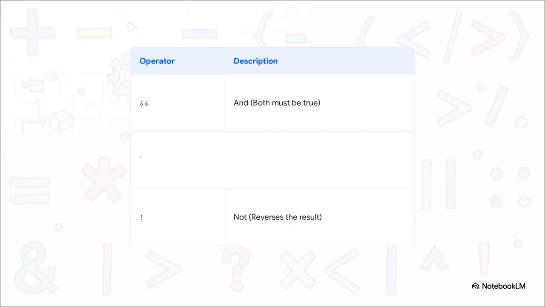The double ampersand is for and, and it's strict. Both things you're asking about have to be true. The 2 vertical bars are for or, which is more relaxed. Only one of the things needs to be true. And then there's the exclamation mark, which means not. It's the simplest of them all. It just flips the answer from true to false or from false back to true.